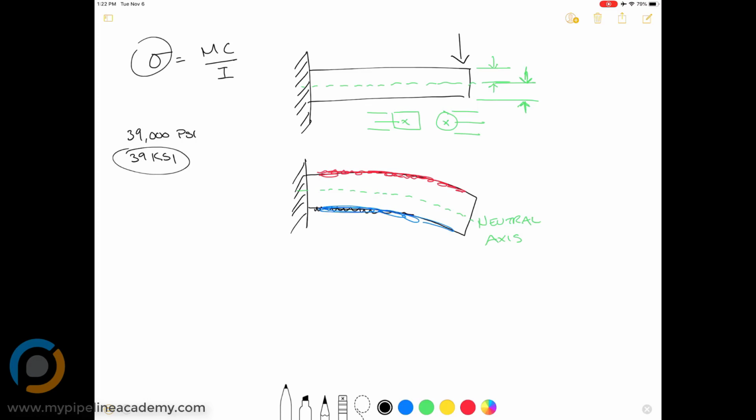If the bending stress is higher than the yield strength, then we know that we will have plastic deformation, and that's bad. And if the bending stress is less than 39 KSI, then we know that we will not have plastic deformation. We'll be within that elastic deformation region, and we know that we're not going to have any plastic deformation, so that's good. So when would you use this?